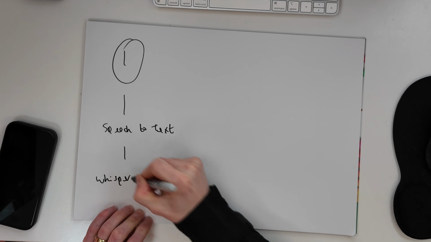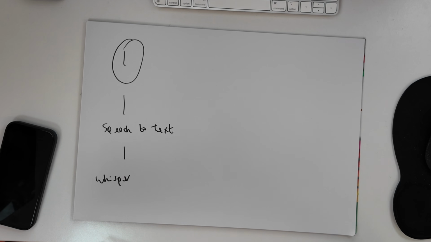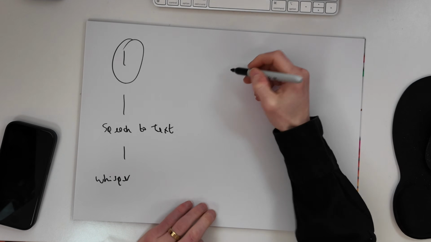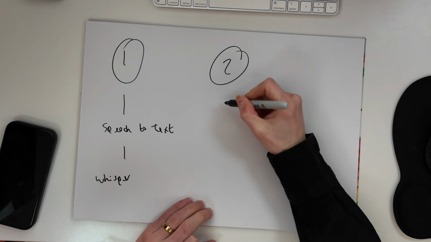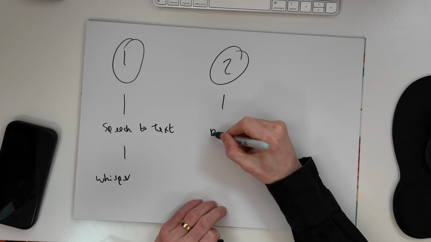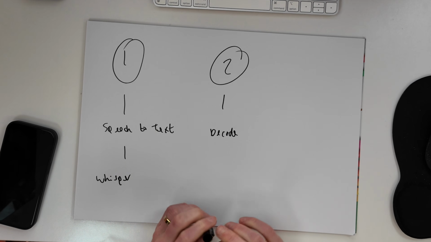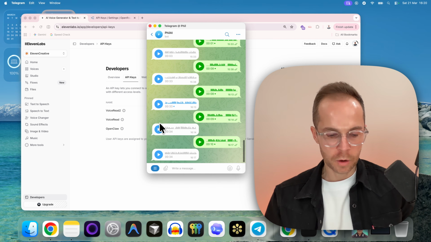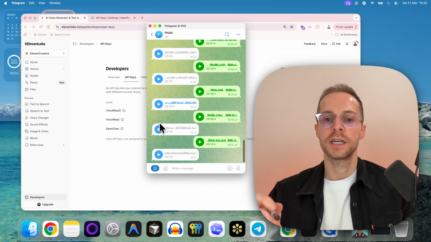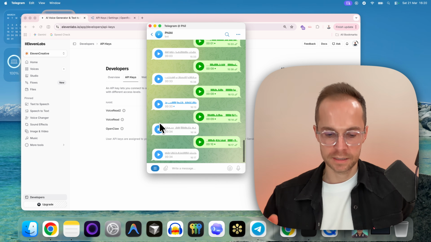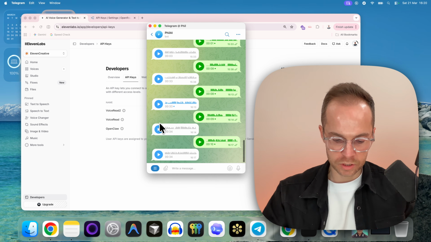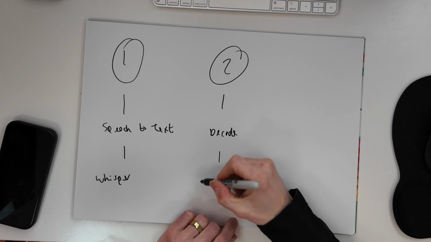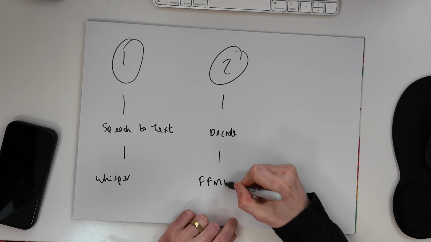So the first step, we need to download Whisper. The second step, we need to decode the audio file. So the .ogg file needs to be converted into, say, a WAV file so that Whisper can actually interpret it and transcribe it into text. So we're going to use FFmpeg in order to do that.